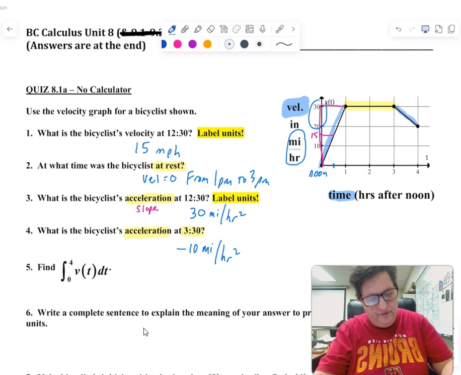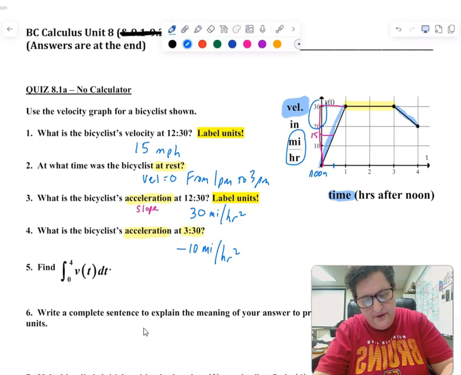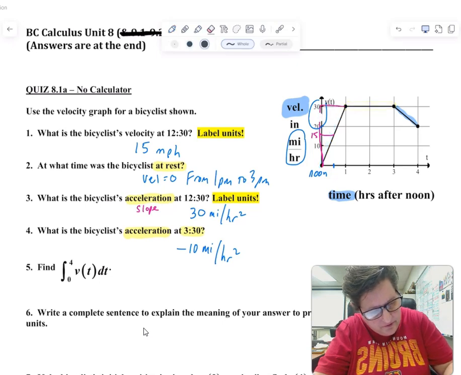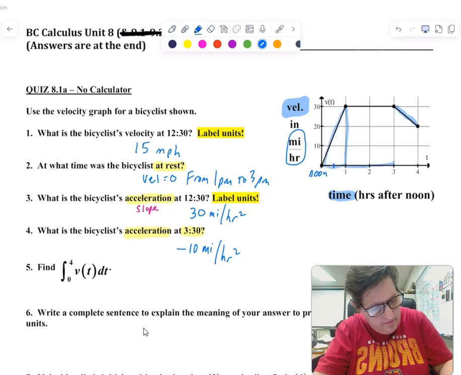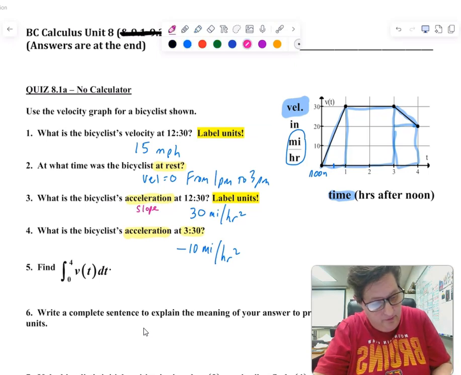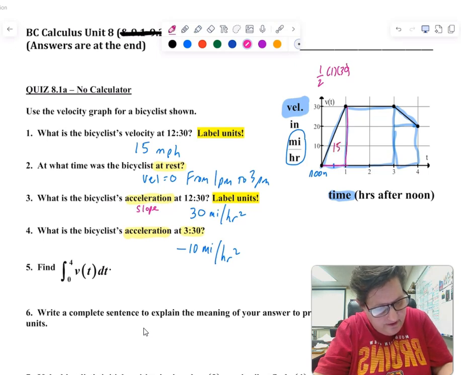All right, find the integral from 0 to 4. Okay, here's where we're going to use a little bit of geometry. All right, let me erase what I've got here. Okay, so I'm going to do a triangle. All right, a rectangle. And you can do a triangle and a rectangle here, or you can do a trapezoid. Whatever you want. Okay, again, remember your label. So this goes over 1, up 30. And triangles are 1/2 base times height. So that's going to be 15.